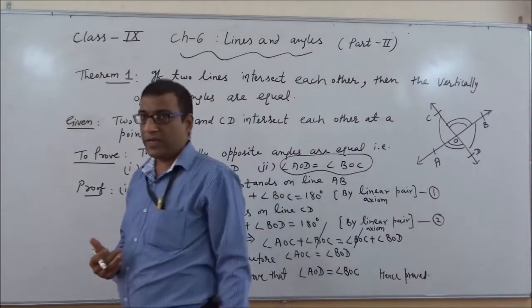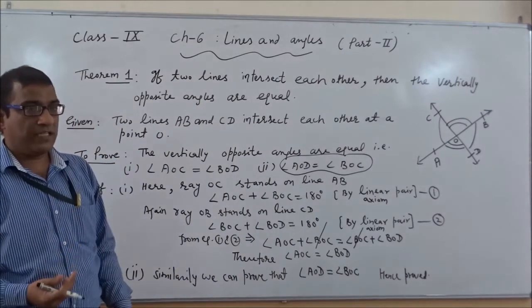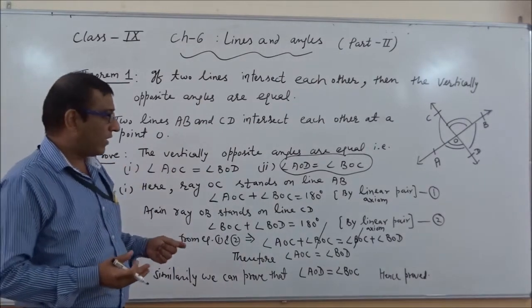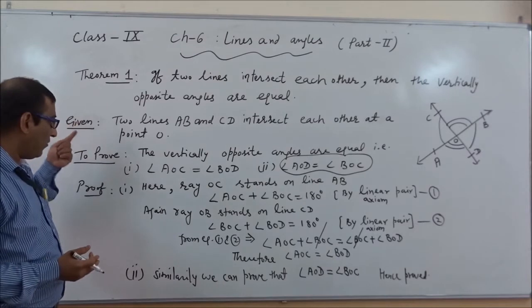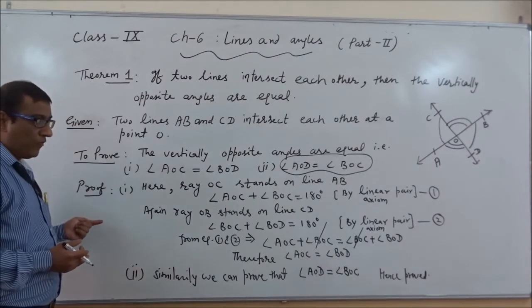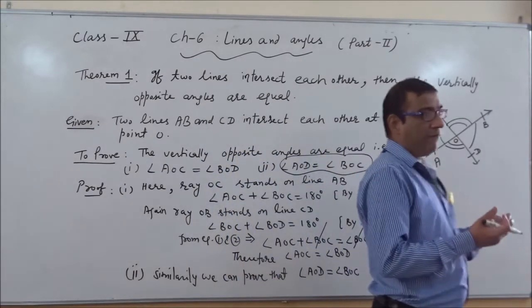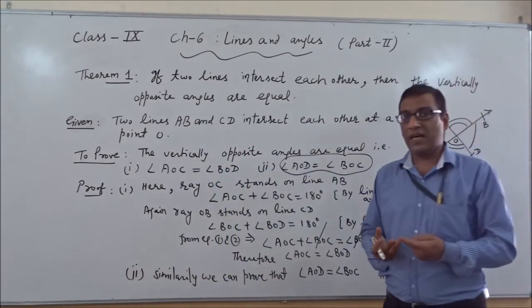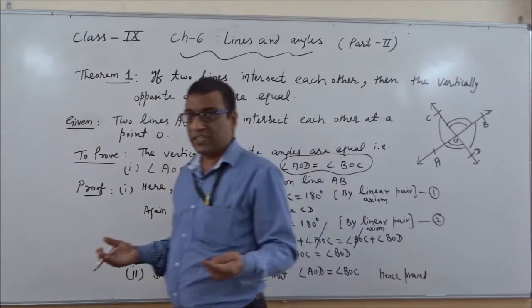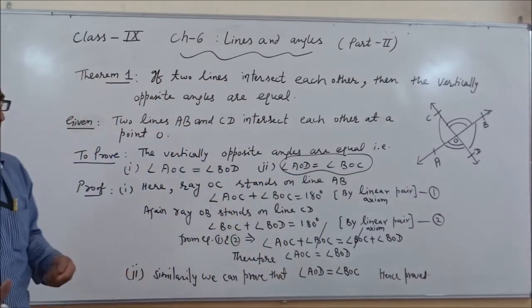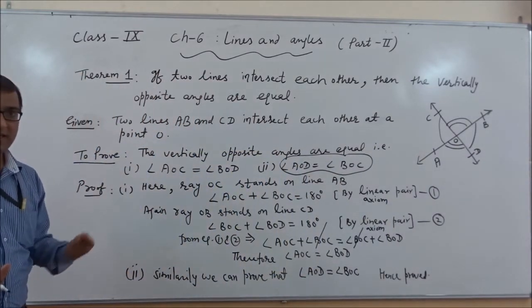If you see in your NCERT book, there are 4 to 5 theorems, and all these theorems are related with given, prove and proof. It means we have to make the diagram and we have to tell how we can say these angles are equal to each other. Now we will continue with our next theorem, theorem number 2.